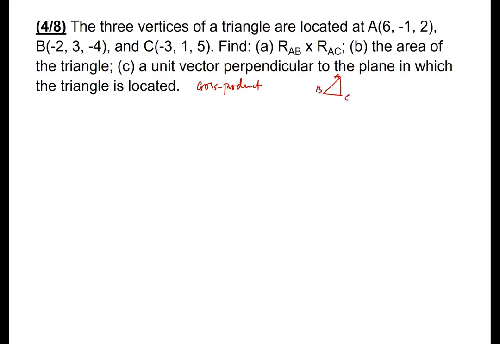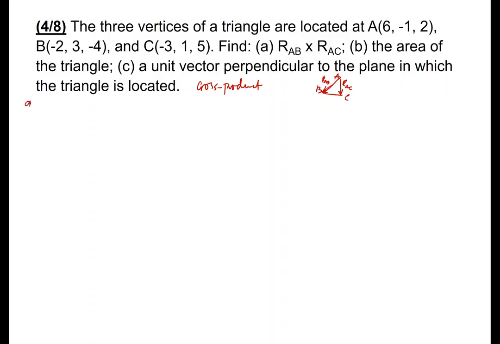The problem is asking for the cross product of RAB and RAC, so the cross product of these two vectors. Later, we will demonstrate the physical meaning of this cross product, but in this video, we're going to solve it mathematically. The second problem asks for the area of the triangle, and the last one is the unit vector perpendicular to the plane in which the triangle is located. This is very simple.